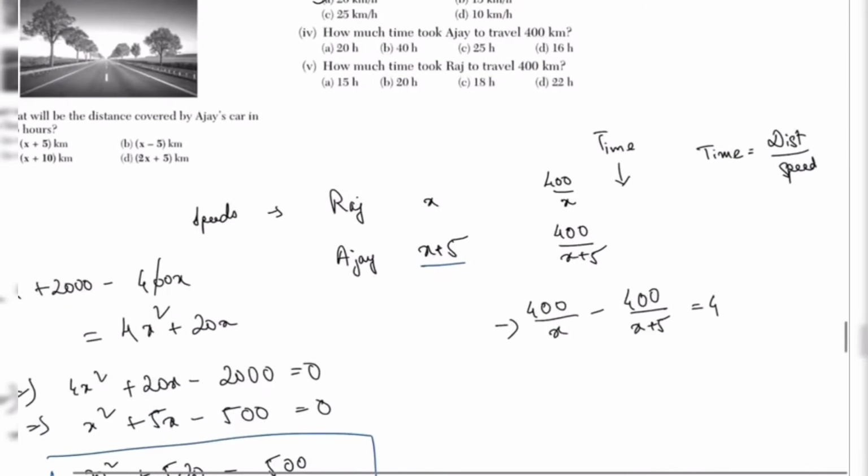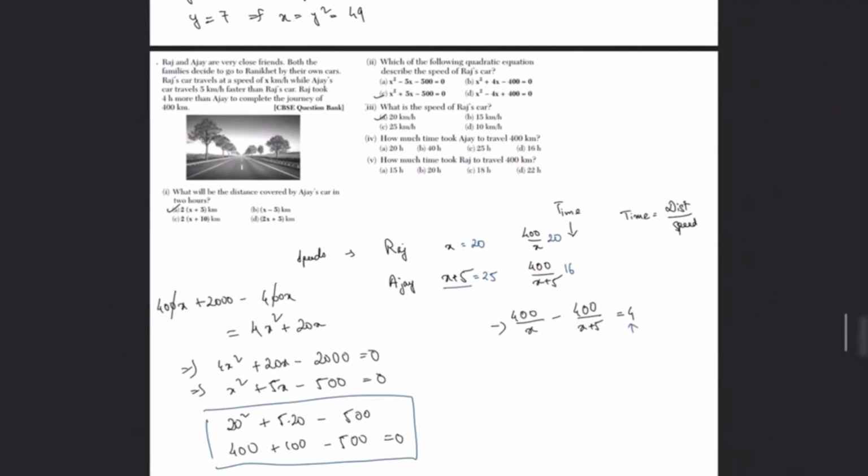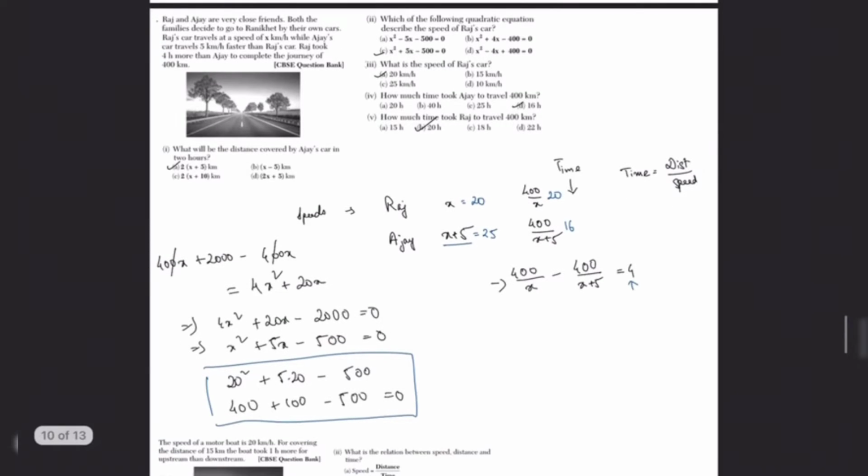Now, what was the time taken by Ajay? Now you see you have x equals 20, right? So x plus 5 equals 25. So 400 by x is 20 and 400 by x plus 5 is, as you already know, the difference is 4 hours. So it is 16. Okay. So how much time was taken by Ajay? Ajay has taken 16 hours and Raj took 20 hours. So there is your first case study solved. Let's go to the second one.